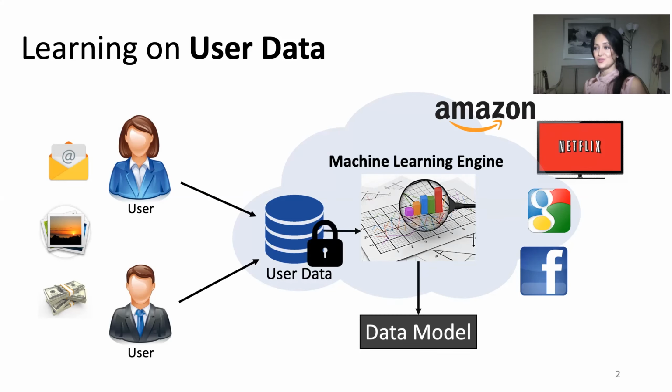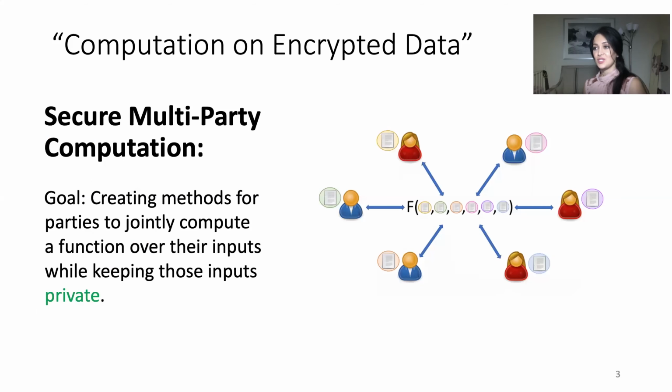One of the promising solutions to protect our data that has been around since World War II is using cryptography. But how can we still use and compute on our data while it is encrypted? Secure multi-party computation is a branch of cryptography with the goal of creating methods for parties to jointly compute a function over their inputs, while keeping those inputs private. That function F can be a machine learning algorithm that multiple parties are interested to run on their encrypted data.